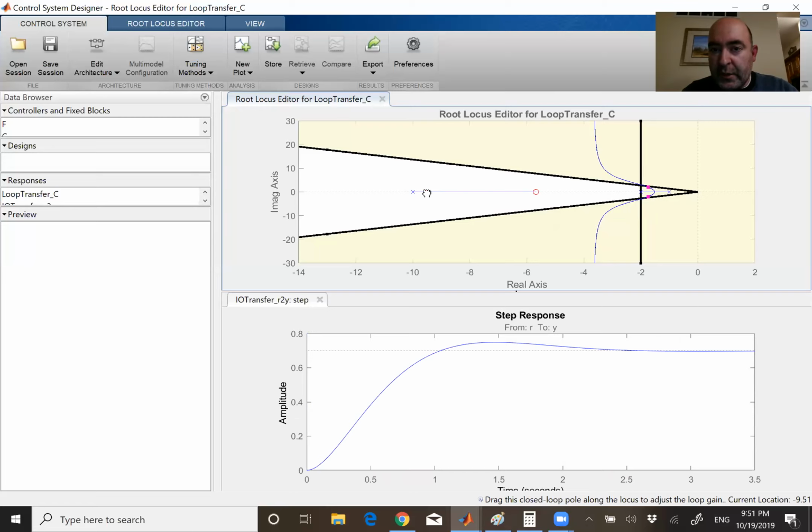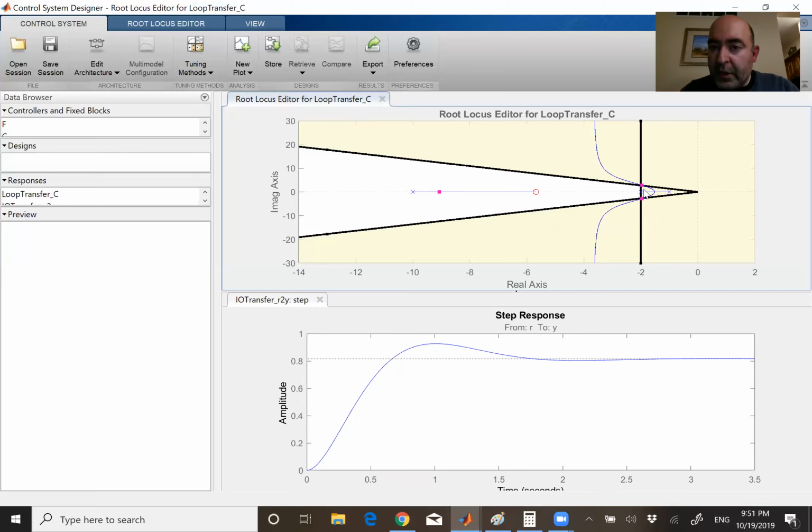What I want to do is come close to this intersection, if I can get it exactly there. That is good enough. So now my dominant poles are essentially on the border or boundary of this desired region, which is okay. And this one is going to be a pole which is farther away from these two poles. It's not 10 times larger than them, so I cannot really ignore that, but it's not going to have a significant dynamic.